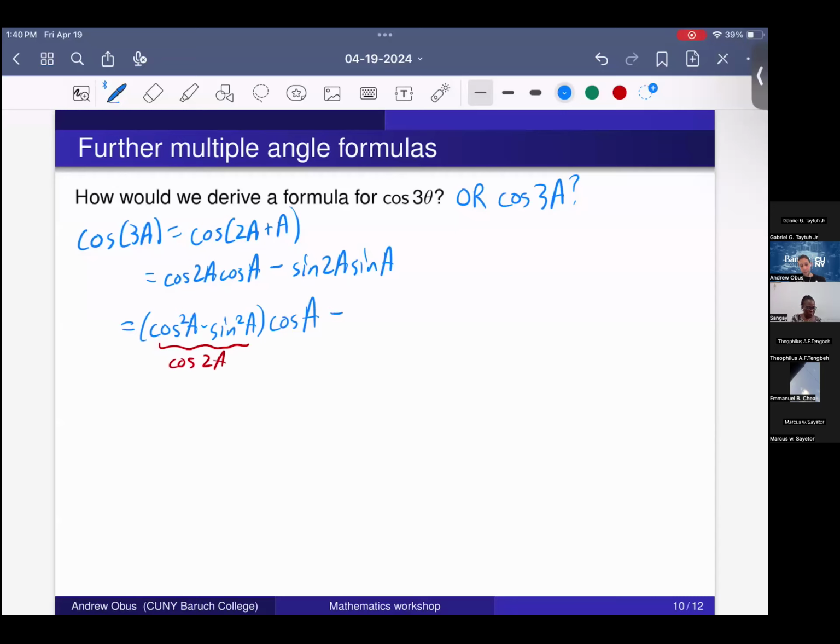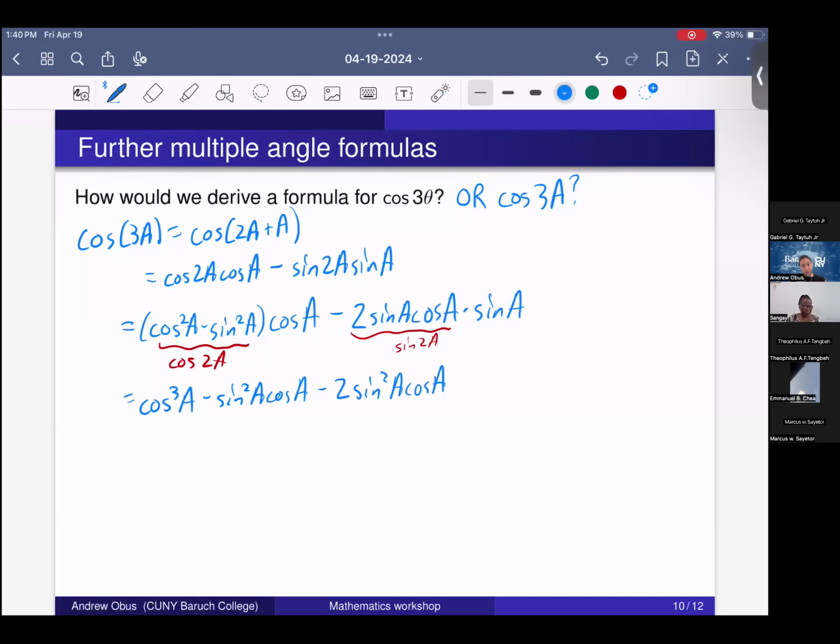And then minus 2 sine a cosine a times cosine a times sine a. Exactly. And we'll remember over here, this was sine of 2a. So let me just simplify this a little bit. So this is going to be cosine cubed a, cosine squared a cosine a, minus sine squared a cosine a, and then minus 2 sine squared a cosine a. And so these terms are the same, so we end up getting cosine cubed a minus 3 sine squared a cosine a.